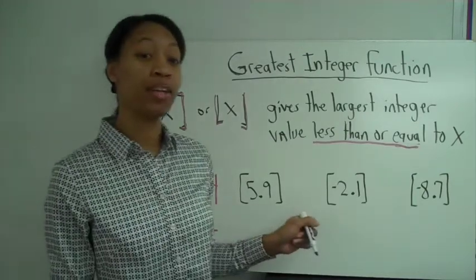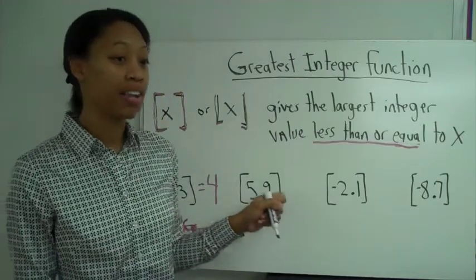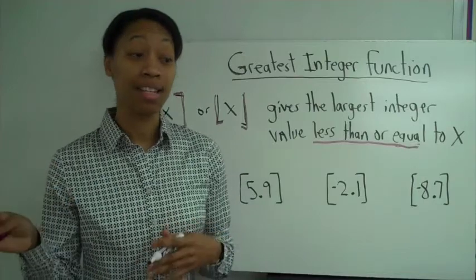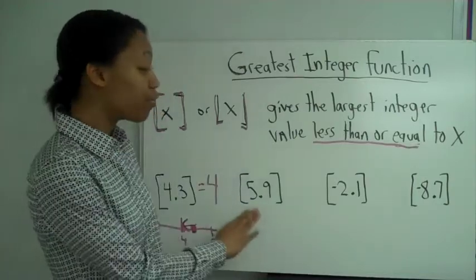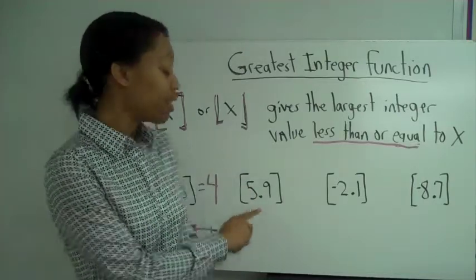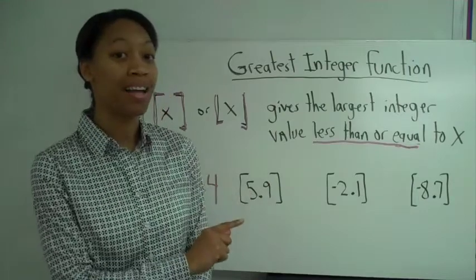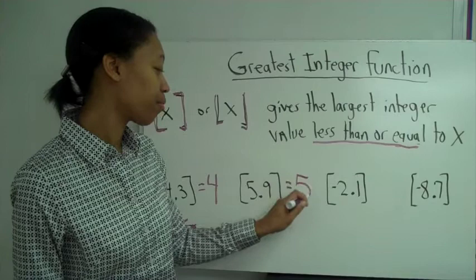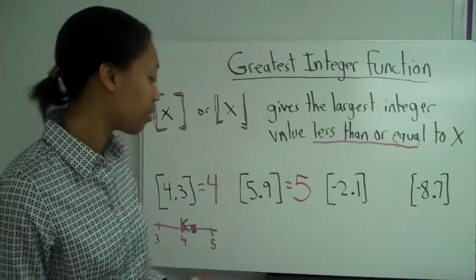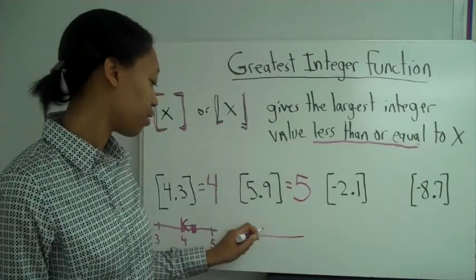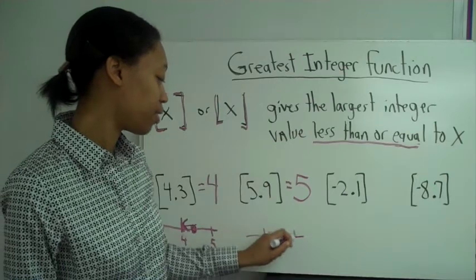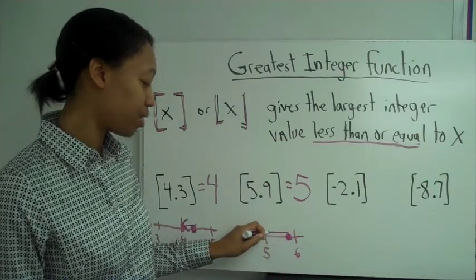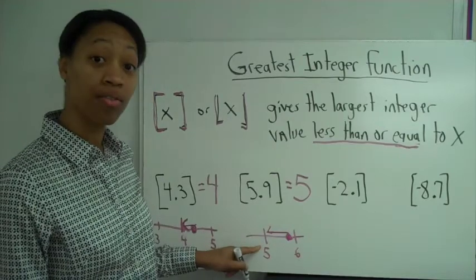Where would 5.9 be? Even though the 0.9, you would think, usually if I have 5 or more, I round up, and then less than 5, I round down. Well, this function always rounds down. So even though we have 5.9, it's still going to round down to 5. So here's 5, here's 6. Even though it's way over here, it still rounds down to 5.